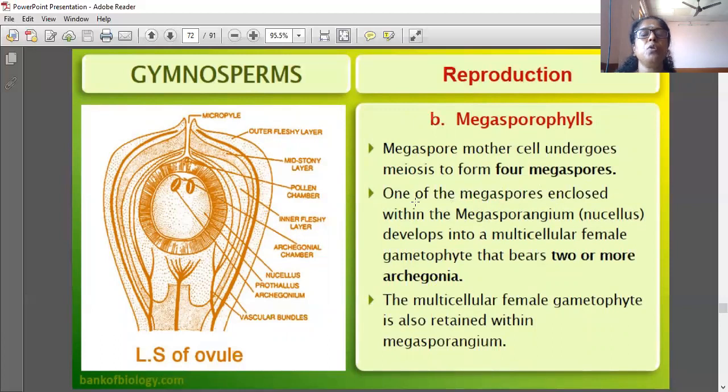The megaspore mother cell undergoes meiosis to form four megaspores. One of the megaspores, enclosed within the megasporangium, develops into a multicellular female gametophyte that bears two or more archegonia. The multicellular female gametophyte is also retained within the megasporangium. It is not coming outside.